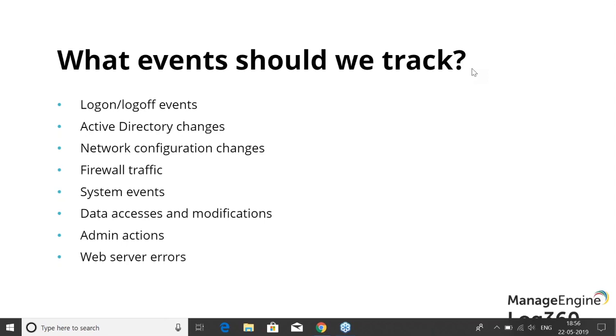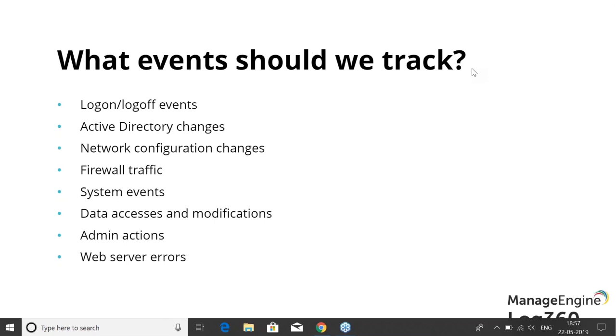Administrator actions. What are the actions being performed by your different administrators? Maybe they're changing a GPO, maybe they are editing some database rule, anything. Different administrators on all your different systems. You need to be tracking their actions, and you need to have the entire audit trail for all the actions that they have performed.